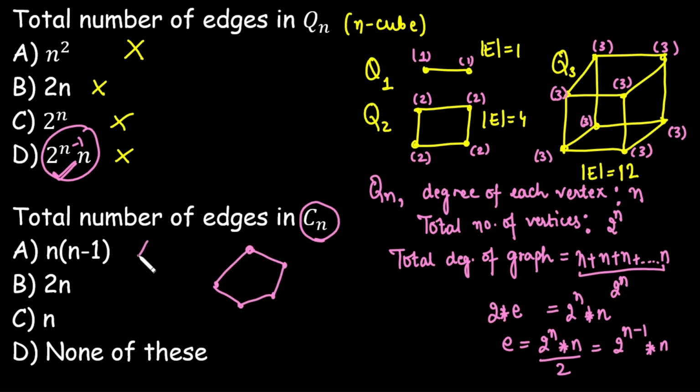It means the first option is discarded. It says that 2 into 5 is 10, and that is also discarded. Option C is correct. But before marking option C, take one more example because none of these options are there. So if we take C4, the total number of edges is 4. In C6, there will be 6 edges. So it means C is the correct option.